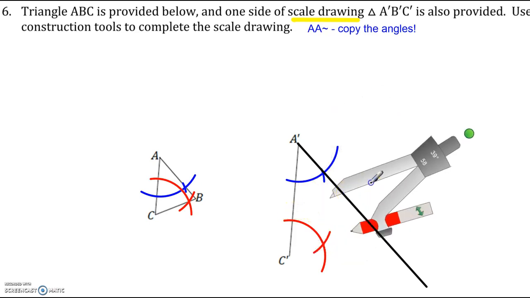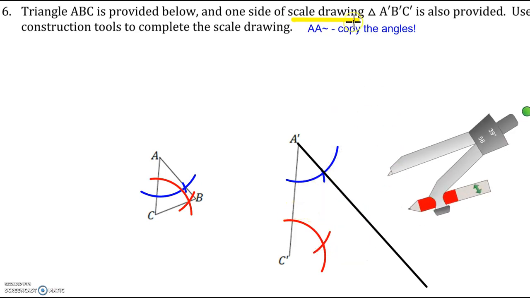And then we'll draw the line from C prime, since that's what we were measuring, all the way through. And then where these two cross has to be B prime right here. And our triangle is now similar.